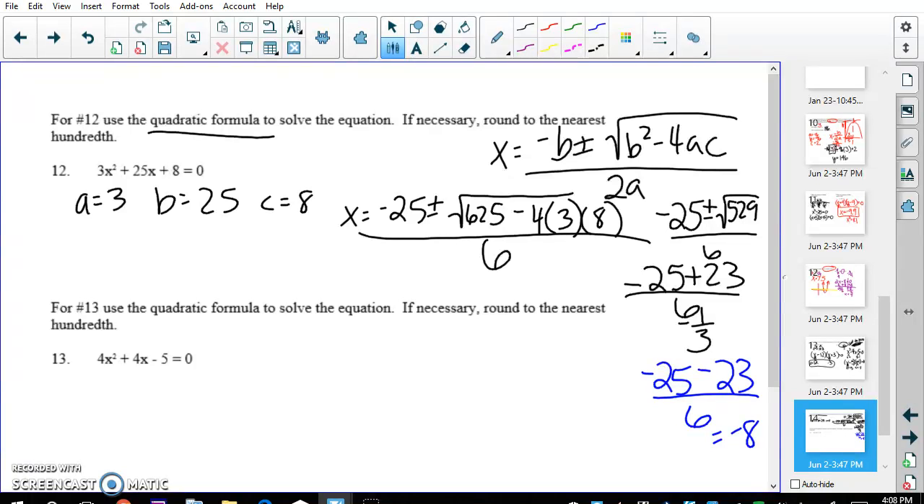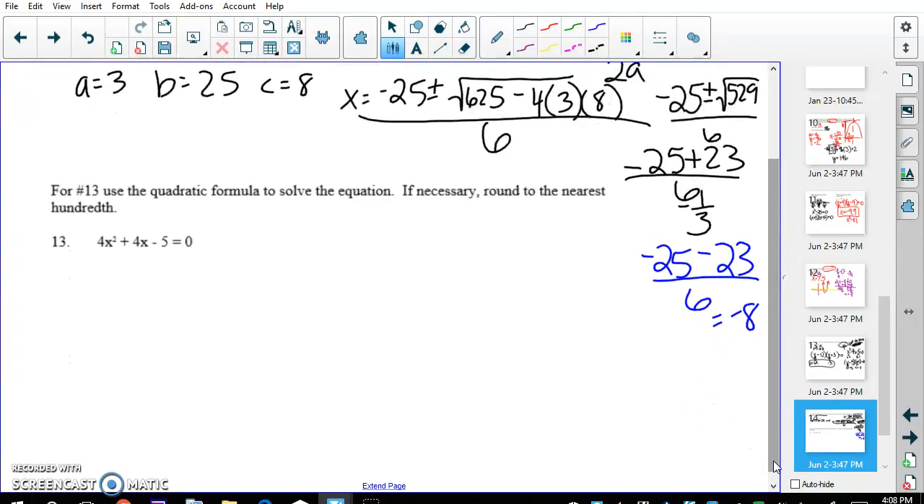All right, try this next one on your own. So pause and then come back. All right, I'm just going to write it, but I'm not going to talk through it. You see if you can get it.